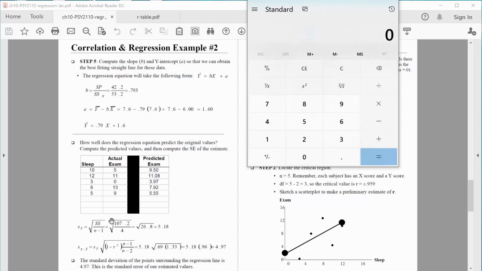We have 25 people, so that's no problem. We need 1 minus r squared. That's no problem either. And another thing that we need to compute right here is s sub y. S, remember, always stands for standard deviation. It's simply the standard deviation for the y variable. Remember, sleep was x, exam score was y. We're going to need the standard deviation of this data right here.